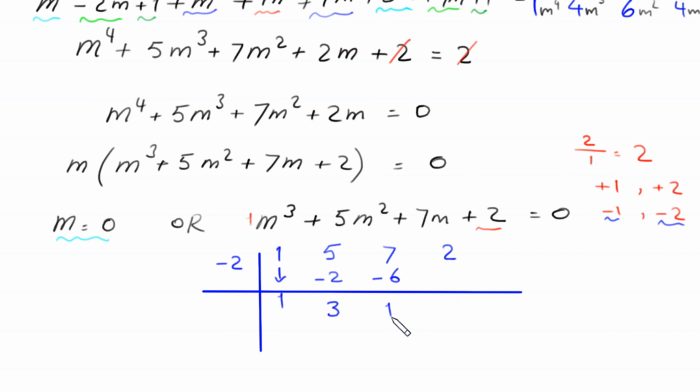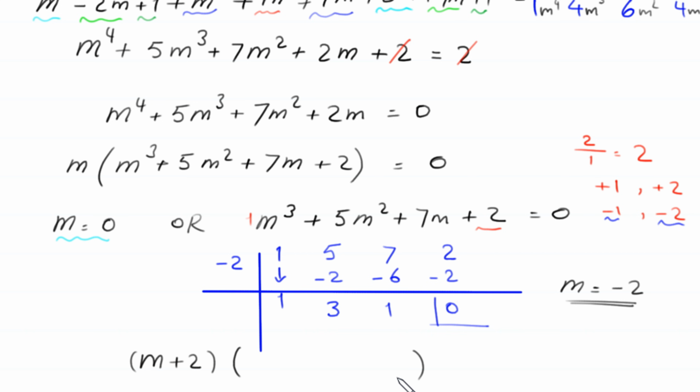Now we multiply this 1 by this negative 2. 1 times negative 2 is negative 2. And 2 plus negative 2 is 0. It means m equal to negative 2 is a solution. So m plus 2 is a factor of this expression.